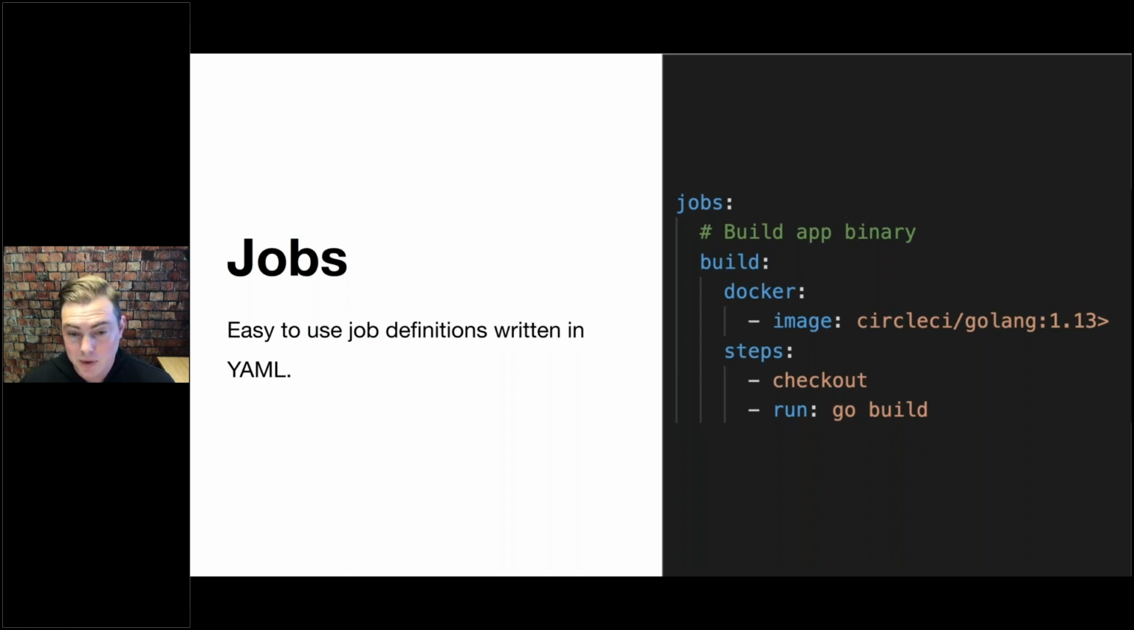Right here, I've got a very, very simple job that is a build job. I label it whatever I want to call my job, but in this case, I'm calling it build. And each job has a location that it runs on. In this case, it's going to be a Docker image, specifically a Golang Docker image. This could also be a virtual machine, and we have other kinds of machines that it can run on, such as Mac executors and such.